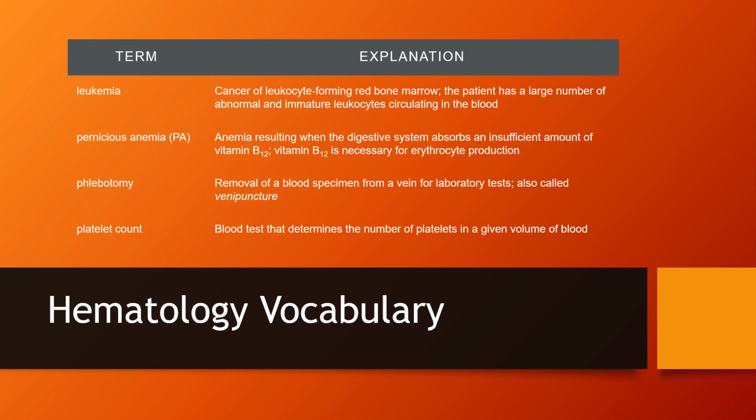Leukemia is a cancer of leukocyte-forming red bone marrow, or the red bone marrow that forms white blood cells. The patient has a large number of abnormal and immature leukocytes circulating in the blood.